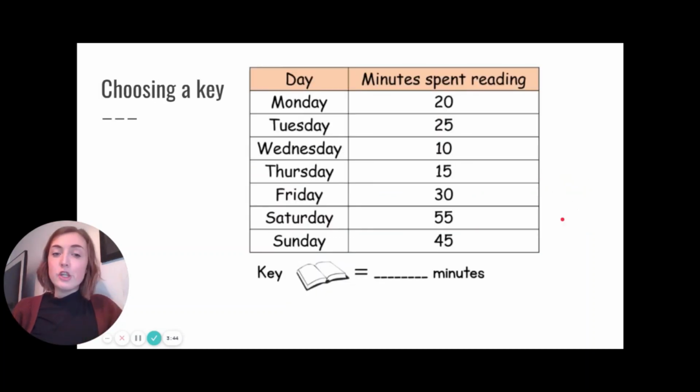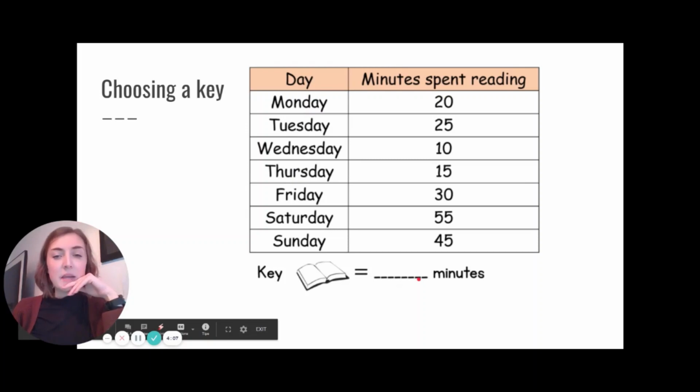It can be tricky to choose a key. So here is an example. And this girl logged each day how many minutes she spent reading in her reading record. But on Saturday, she read 55 minutes. She read so many minutes. She didn't want to sit and draw out 55 books, so she wants a key.